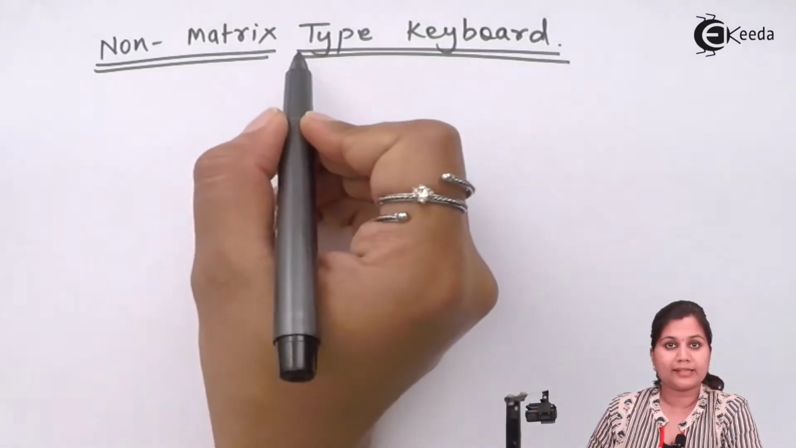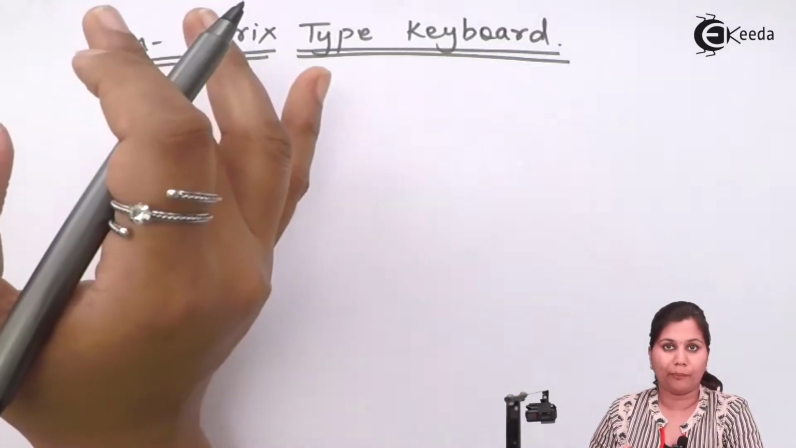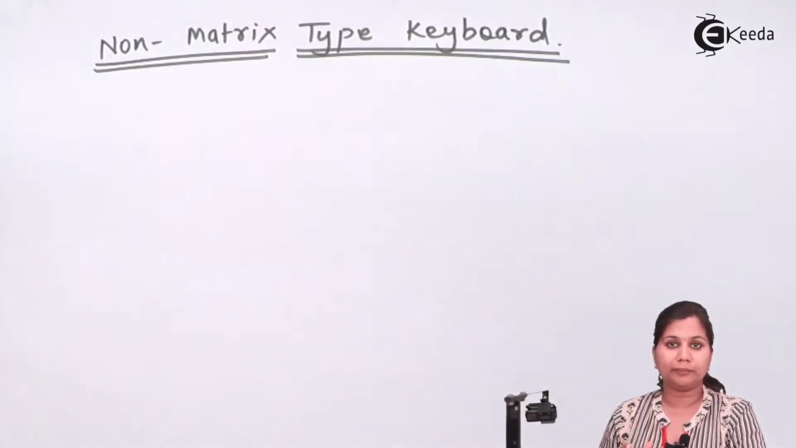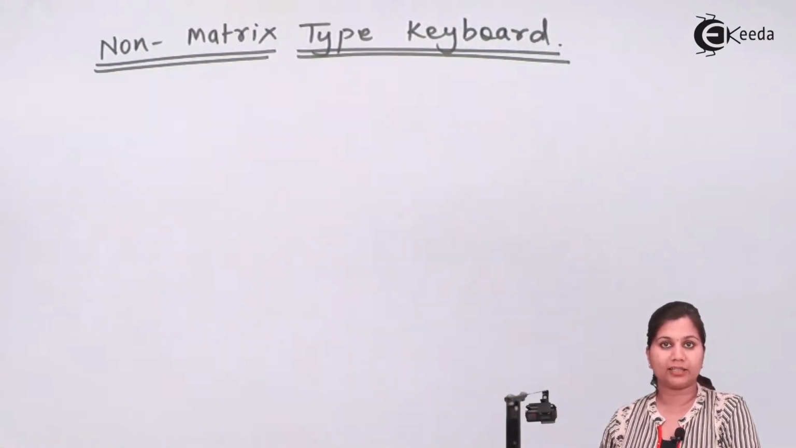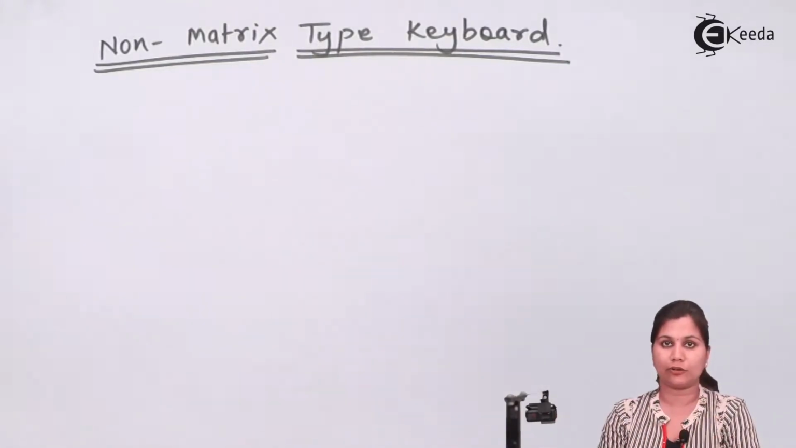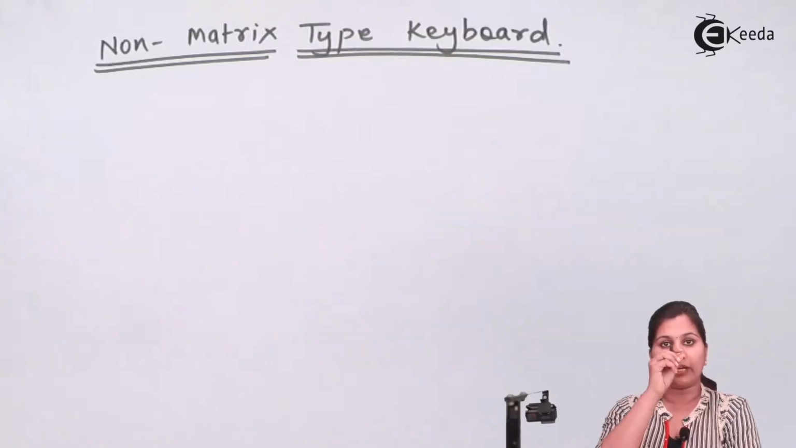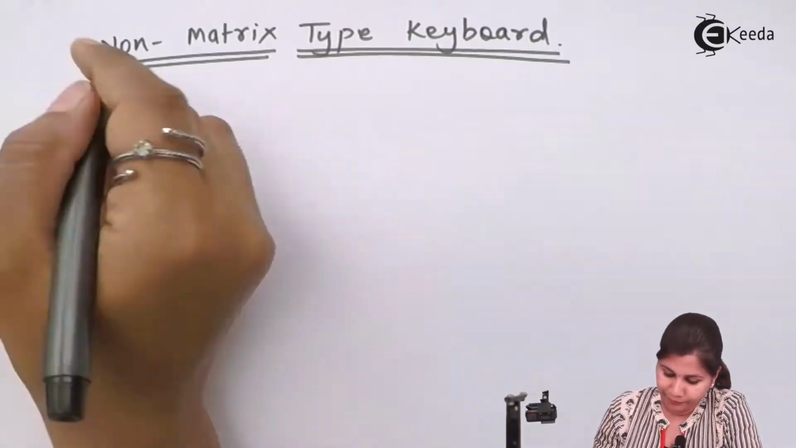In the non-matrix type keyboard, the keys are present in the simple form, meaning that each input port line is connected with each key. Suppose that there are 8 keys in the keyboard. So those 8 keys would be connected with the 8 lines of the input ports. So every input line is connected with each key.